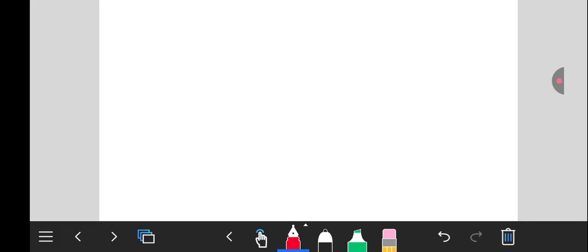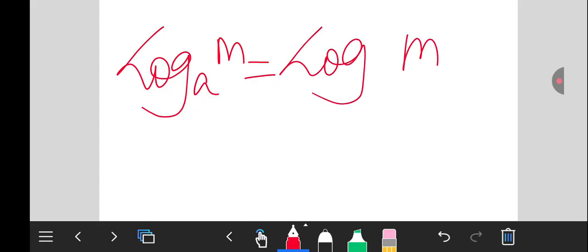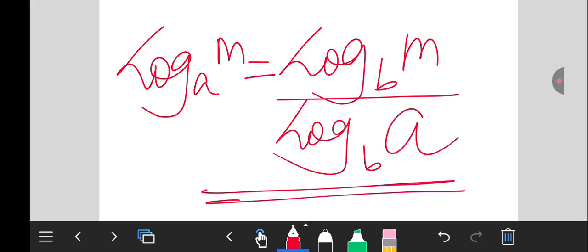The next law we must appreciate is the law of converting a certain logarithm into a different base. So let's say I have log m base a. I want to convert this log into a different base, which is b. So I'll say log the same m to the desired base over log the same desired base, which is b, of that initial base, which is a. So we must also appreciate this law.